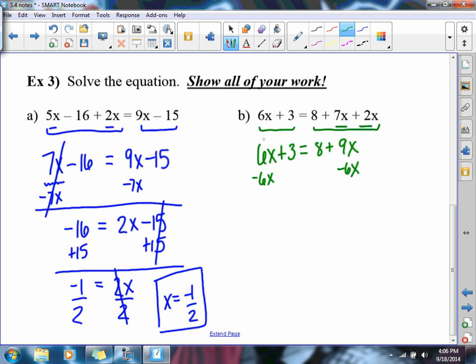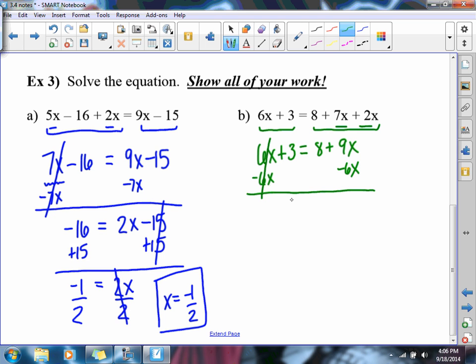And notice that I've been writing my like terms under each other here. I do a 6x and a minus 6x, and I kind of line up the x's. Same thing on the right side. I'm going to line up the 9x and the 6x because they're my like terms. So I've kind of been grouping them together as I've been writing it on both sides of the equation.